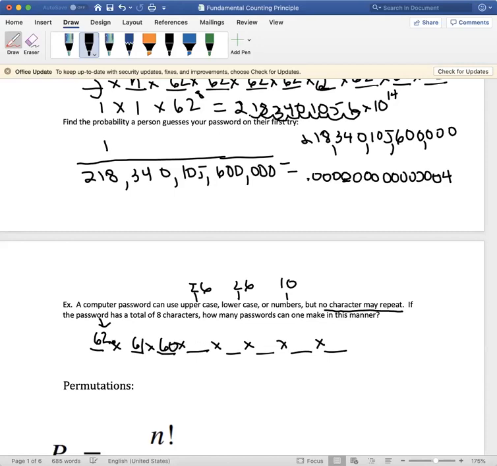And same thing, whatever 3 I put here, I can't use here. Whatever 4 I put there, I can't use for this next one, and so on and so forth. And I hope you can see that we're developing a bit of a pattern here, 56 and 55. And that is the same thing as saying 62 times 61 times 60 times 59 times 58 times 57 times 56 times 55.